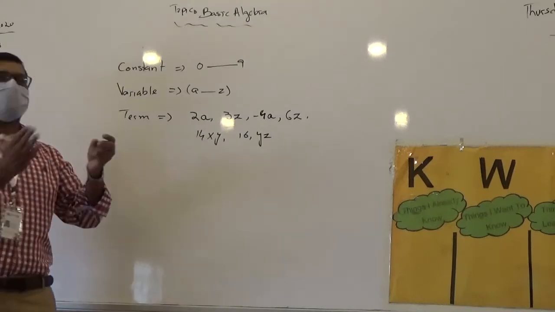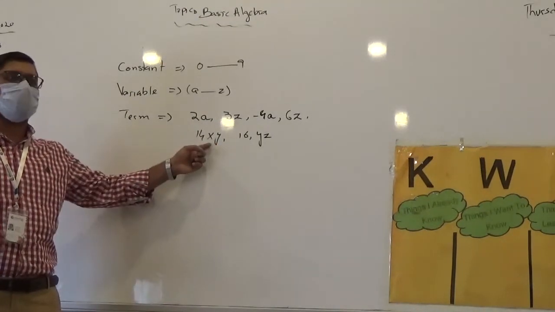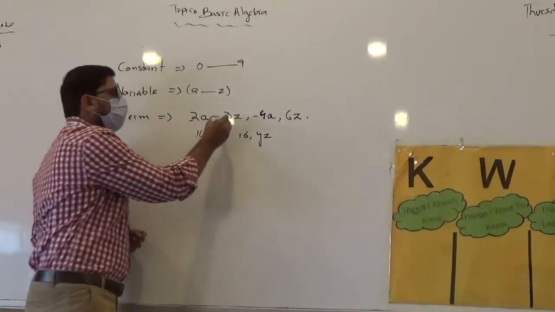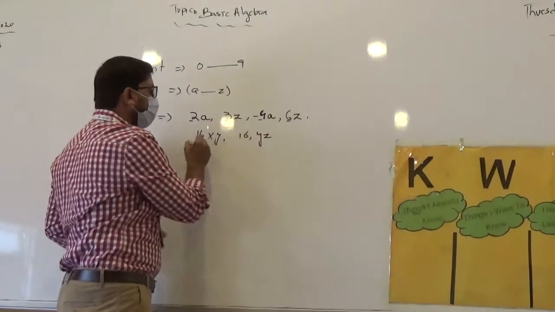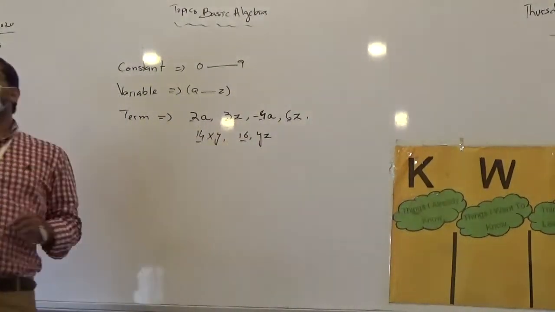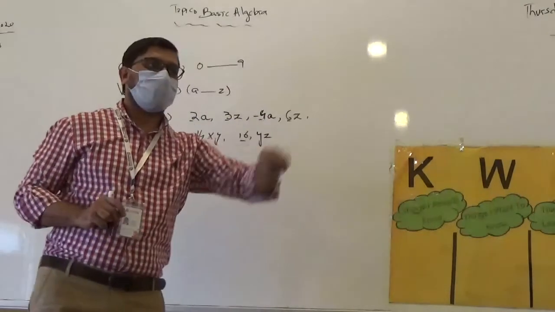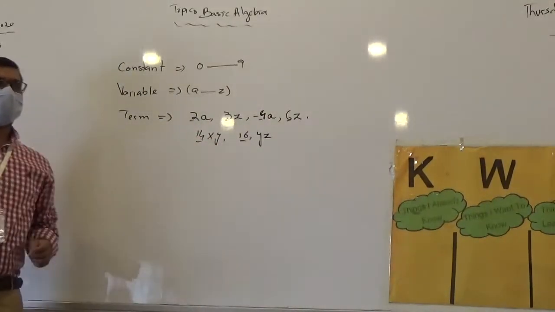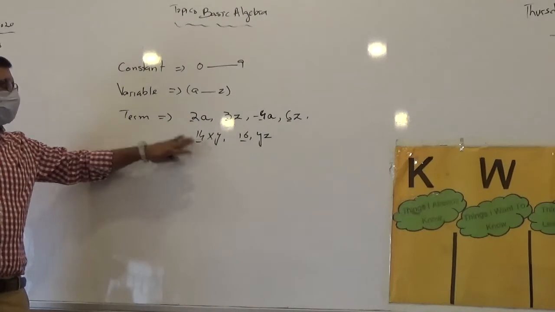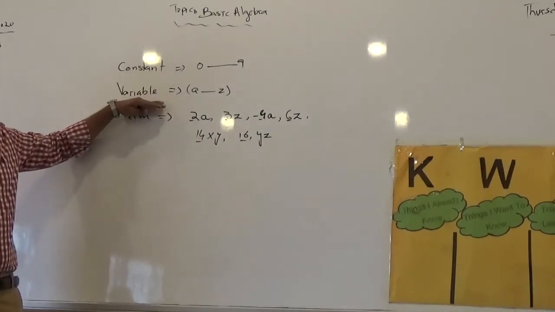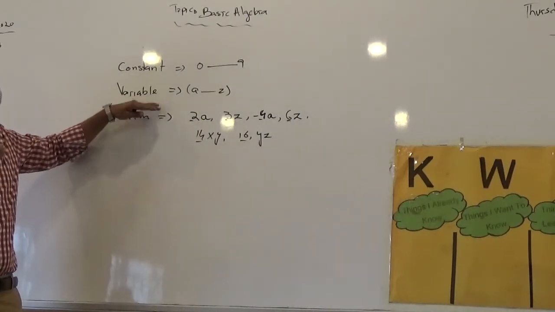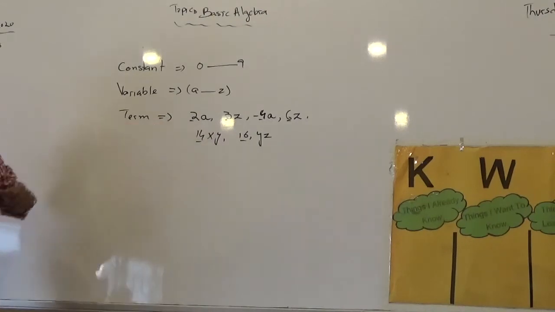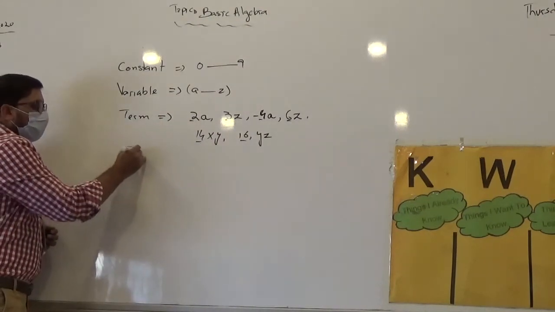And when we write numbers along with the variables, along with the alphabets, like this 2 here, 3, minus 4, 6, 14, 16, they are called coefficients. Right? So, constant, it's very basic. Constant, variable, term. After term, we have the next thing, expression.